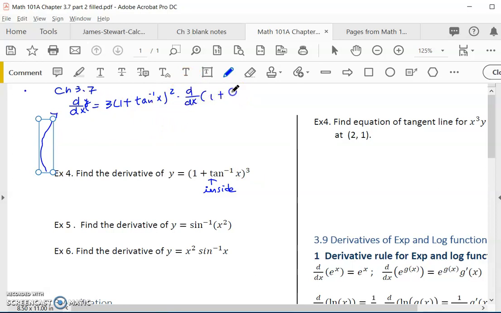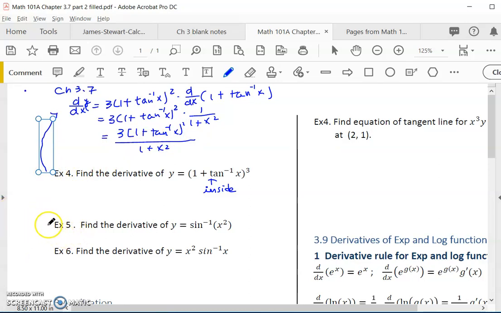1 plus arctangent, or tangent inverse x. Okay, so this would just stay as that. 1 plus, there's nothing you can simplify. This is still squared. But for this one, the derivative of 1 is 0. The derivative of arctangent becomes 1 over 1 plus x squared. So you multiply these two. This is the top and this is the denominator. So it'll be 3 times 1 plus arctangent inverse x squared over 1 plus x squared. And that's the answer for 4.